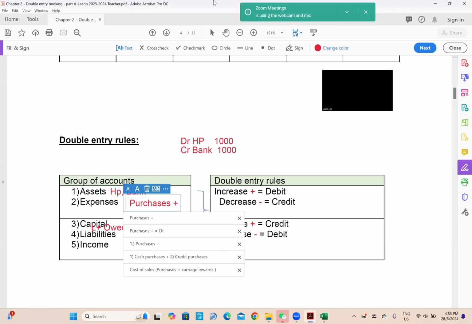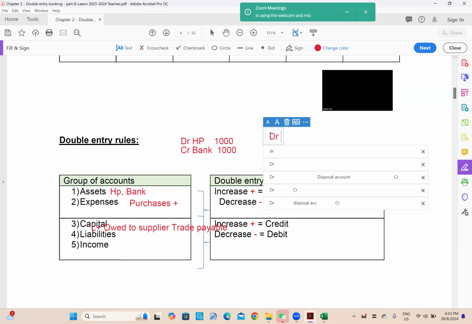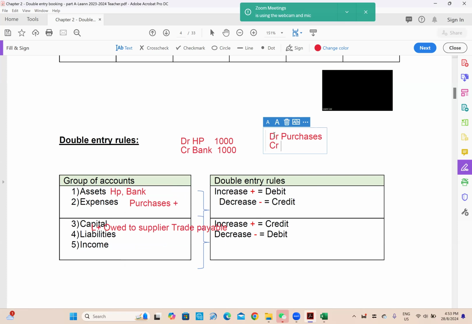So how am I going to do the double entry according to this table? Expenses, I use this double entry. If there's an increase, then I put it on the debit side. So debit my purchases and credit my liability for trade payable. Why? Because I owe people money now. Whenever you owe people money, you must put it on the credit side as plus.